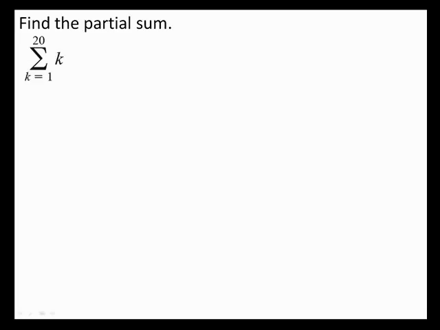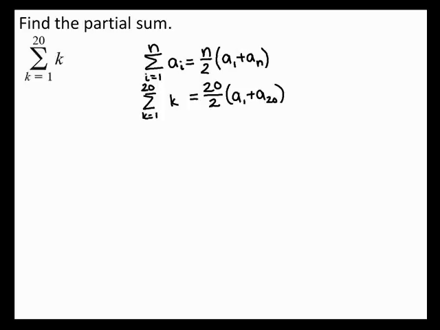Find the partial sum. The sum from k equals 1 to k equals 20 of k. Use the nth partial sum formula. Substitute 20 in for n. Substitute 1 in for k and substitute it in for a sub 1, and substitute 20 in for k and substitute it in for a sub 20. Simplify 1 plus 20. Simplify 20 divided by 2. Simplify 10 times 21. You find the sum from k equals 1 to k equals 20 of k is equal to 210.